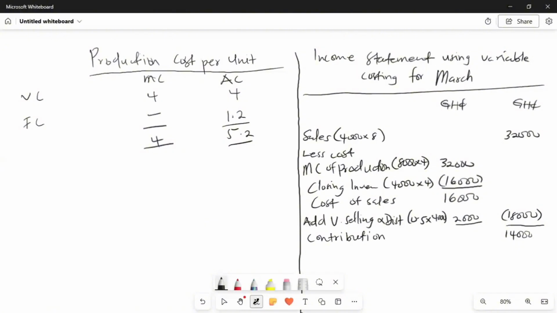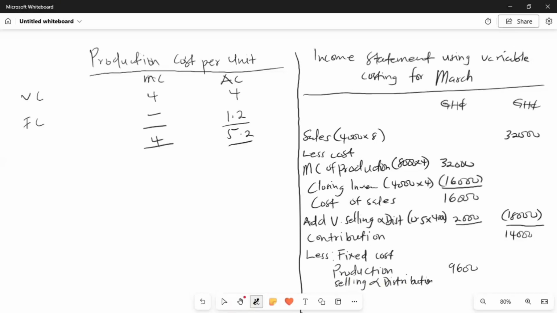We all know that sales minus variable cost gives contribution. So after we have our contribution, the next thing that we do is to less our fixed costs. Less what? Fixed costs. Because it is the sum of both fixed production cost and our fixed expenses. In the question, our fixed production overhead is 9,600 and our fixed selling and distribution costs is also 4,000.